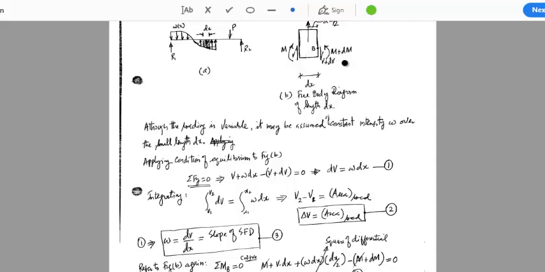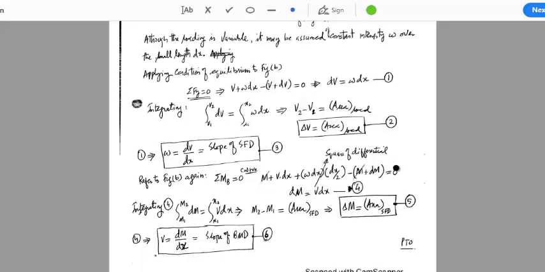And then we have M plus dM. This is in counterclockwise direction, so it will appear as a negative term in this expression, and this is equal to 0. Now if we simplify, this M will be cancelled out with this M, and we have omega dx into dx by 2.